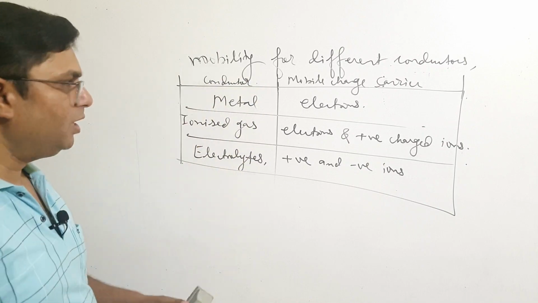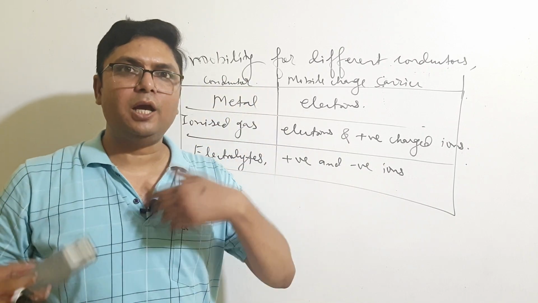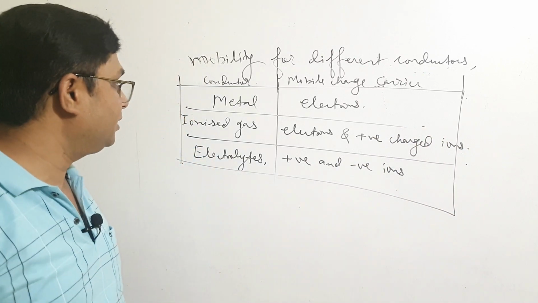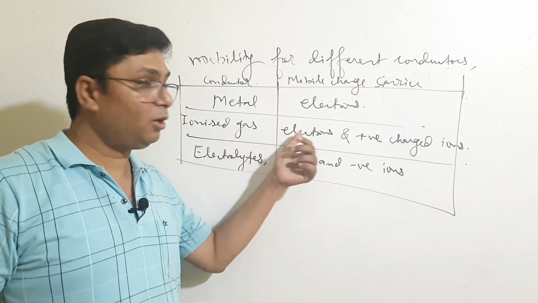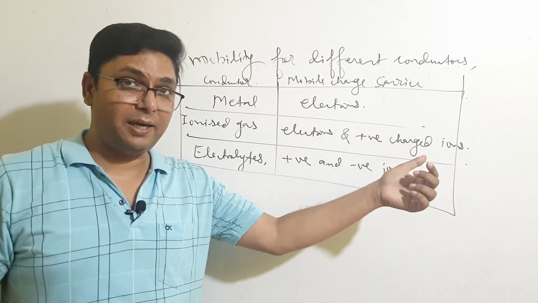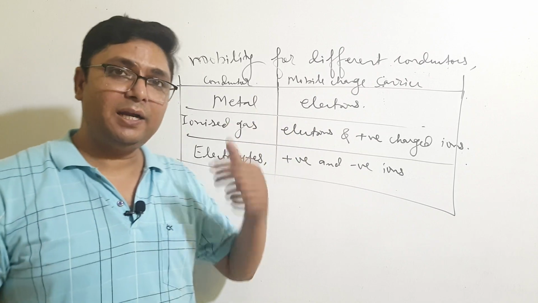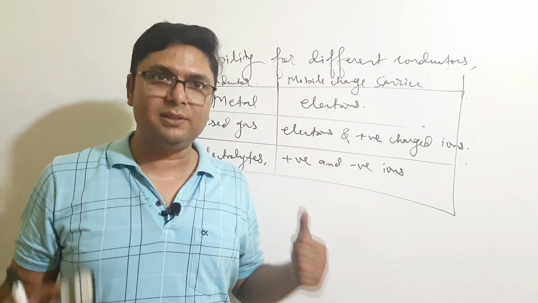So just as you have learned, for metal the mobile charge carriers are electrons. In any metal, the charge carriers are electrons. And the mobile charge carriers for ionized gas are electrons and positive ions. For electrolytes, the mobile charge carriers are positive and negative ions. You must memorize this. Thank you.